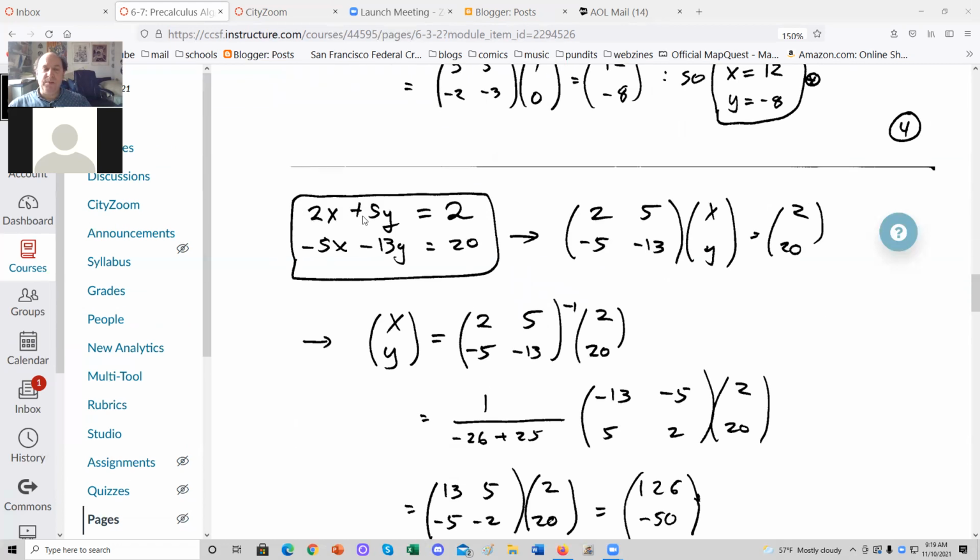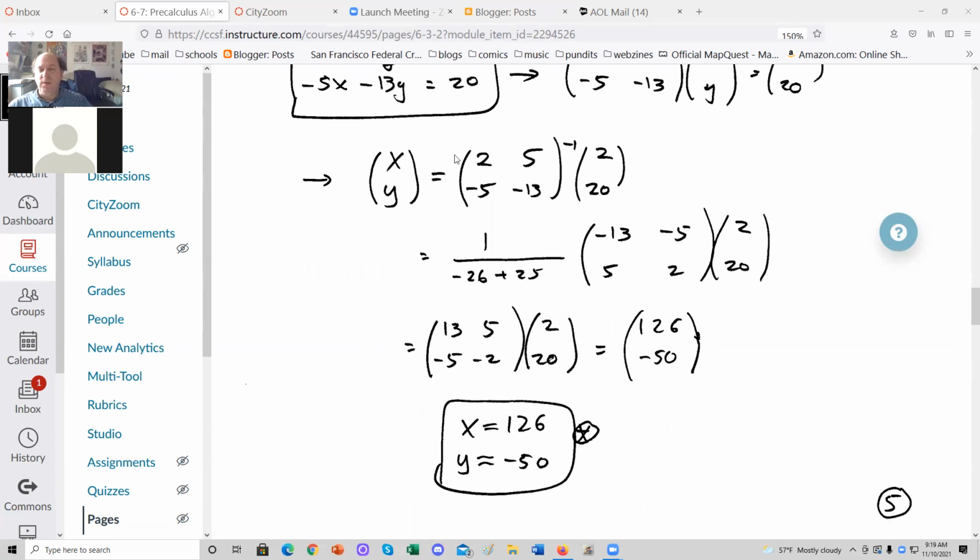Here, 2x plus 5y equals 2, negative 5x minus 13y equals 20. So 2, 5, negative 5, negative 13, that's the coefficient matrix, times the variable column vector xy equals the column vector 2, 20. All right, so we multiply on the left by the inverse. So xy equals 2, 5, negative 5, negative 13 inverse times 2, 20.